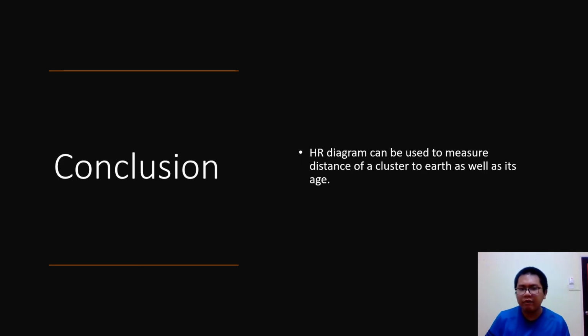As a conclusion to my research, I conclude that the HR diagram indeed can be used to measure the age and the distance of a cluster. However, there's a big obstacle that we need to overcome, which is the heavy reliance on human perception in getting the data. If we are able to overcome this, then the measurement for distance and the age of a cluster can be reliable using the method of the HR diagram.